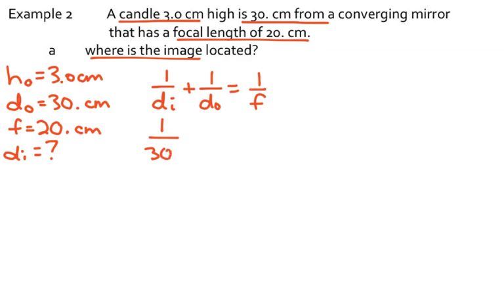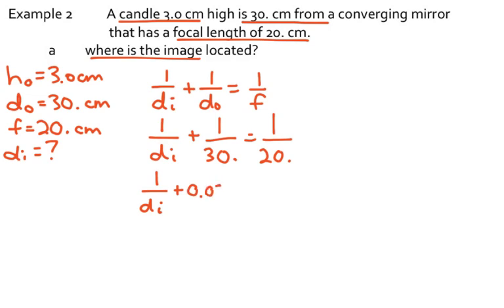So fill in what we know. DI, 30. Sorry, no, DI we don't know. I'm getting ahead of myself. DO, 30., and F, 20. Work out the fractions. 1 over DI stays the same. 1 over 30, 0.033333. That equals 0.05.